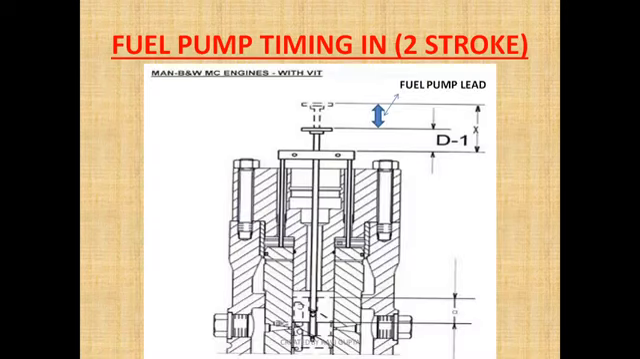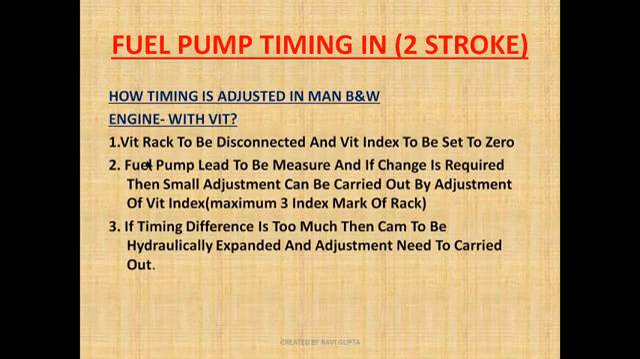Now let's move to the fuel pump timing in two-stroke with VIT. Basically the thing is the same: we measure the distance of the plunger when it is at BDC, and then at the topmost point TDC, and the difference gives us the fuel pump lead. But before doing this, we make sure that the VIT rack is disconnected and the VIT index is set to 0. After that, fuel pump lead is measured, and if a change is required, a small adjustment can be carried out by adjustment of the VIT index.